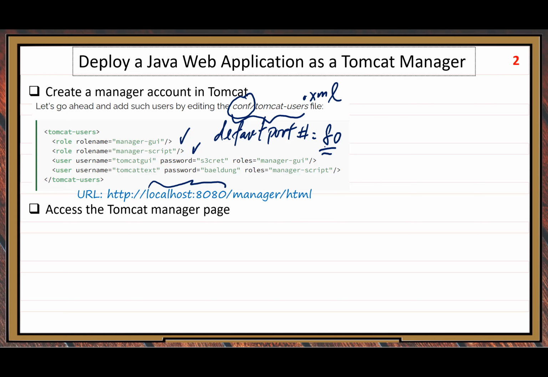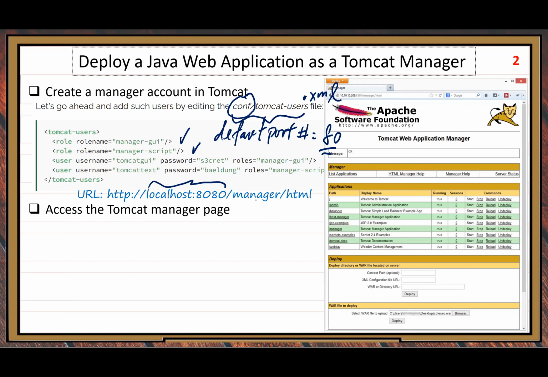After that port number, you add /manager/html, and you will see this kind of Tomcat manager page. After you see this page, you can see several things you can do. There are three parts, three portions.